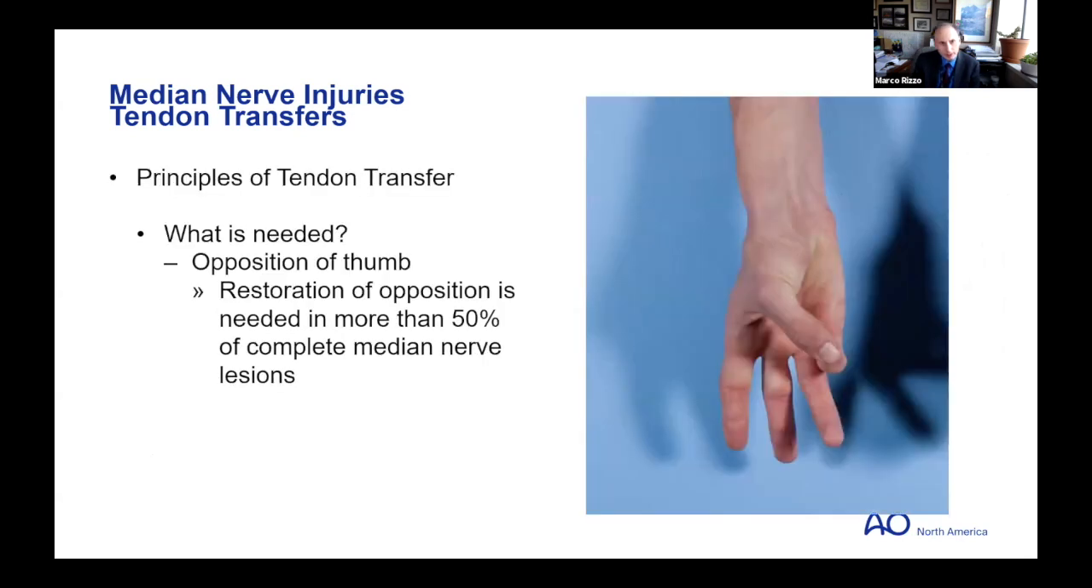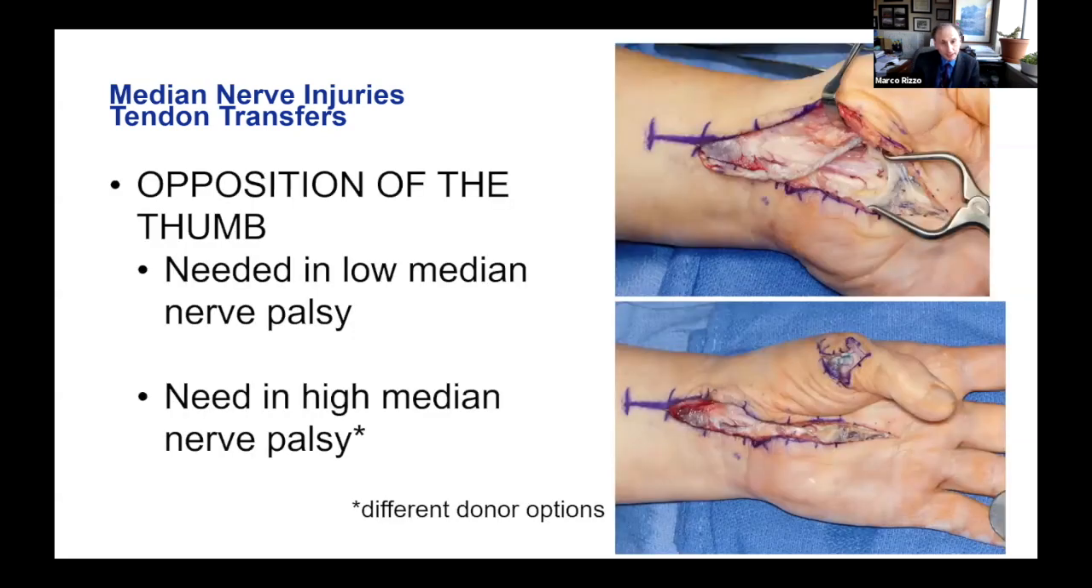Let's talk about probably the biggest thing and the most talked about tendon transfer for the thumb and median nerve deficit hands, which is opposition. Restoration of opposition is needed in more than 50% of complete median nerve lesions. So it's important to remember that. And you've got to think of it in terms of high and low. Like this case example of a Camitz transfer we did, which is typically appropriate for folks who have a low median nerve palsy.